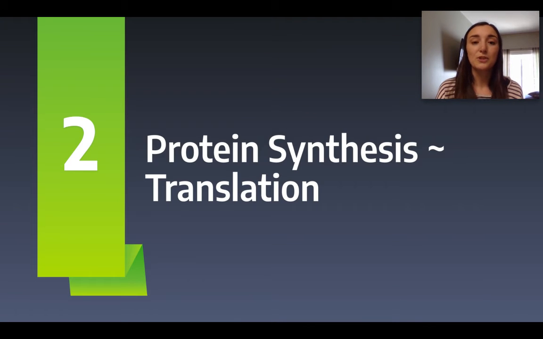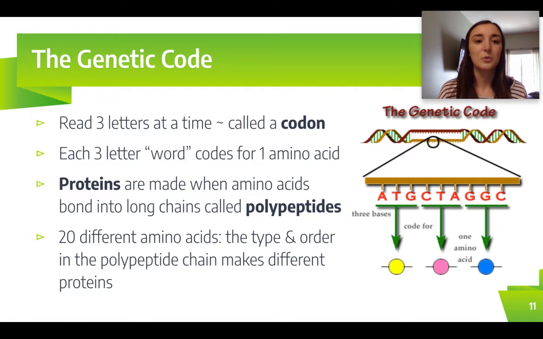All right, once transcription is over, we move to translation. But before we talk about that, we have to look at this thing that we call the genetic code. It's how we read mRNA. We read it three letters at a time. Those three letters are called codons. Each codon, or three-letter little word, codes for one amino acid. And there are 20 total types of amino acids. The way that you link them together, the order that they're in, the type of amino acids that you put together, that builds up one polypeptide chain, which is also known as a protein.